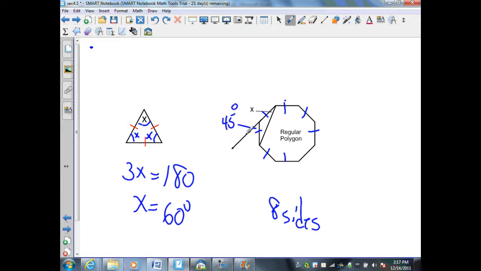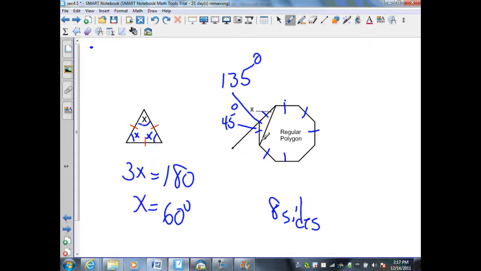So this exterior angle to the polygon is 45 degrees. I know that they form a linear pair with the exterior and interior angle. Therefore, I know my interior angle must be supplementary. So therefore, this interior angle is 135 degrees.